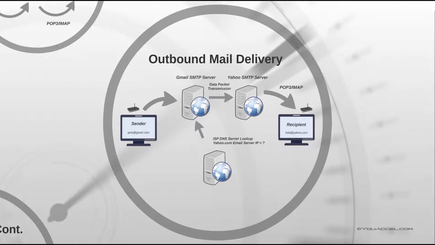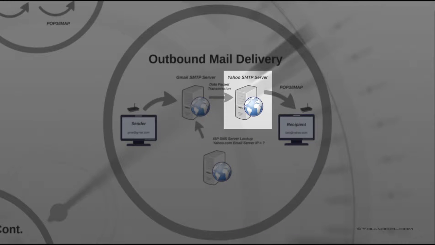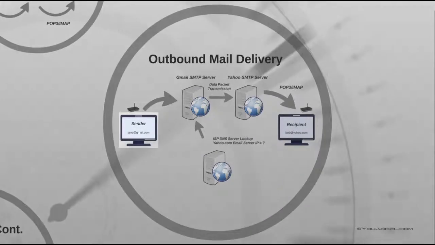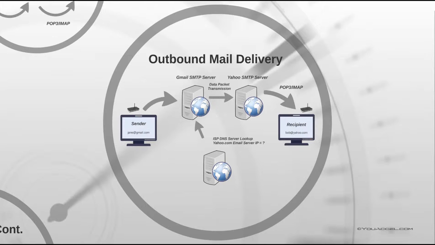Now let's examine the second scenario. A more complex situation arises when the recipient's email server is located outside the local network. So the sender, in this example, is jane@gmail.com, and the recipient is bob@yahoo.com. In this case, the SMTP server needs to locate the recipient's email server.